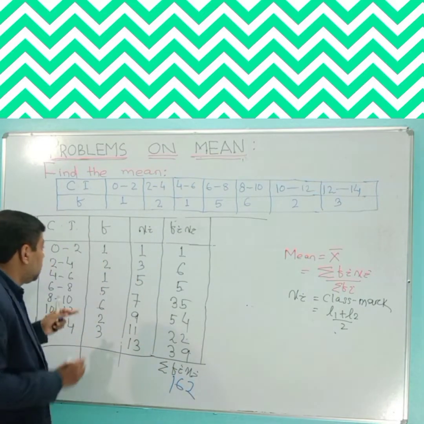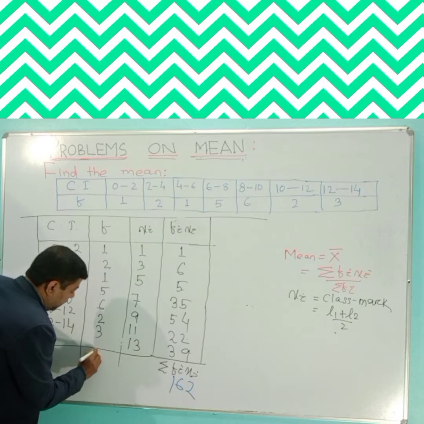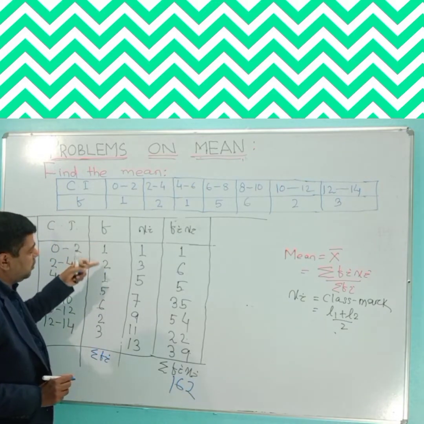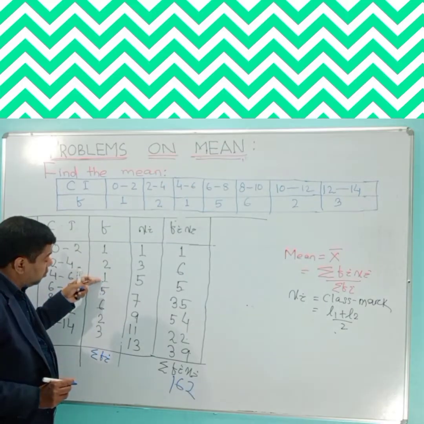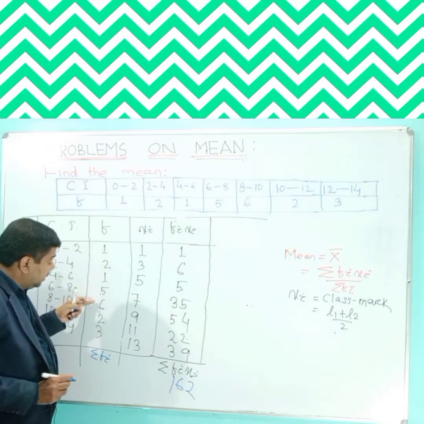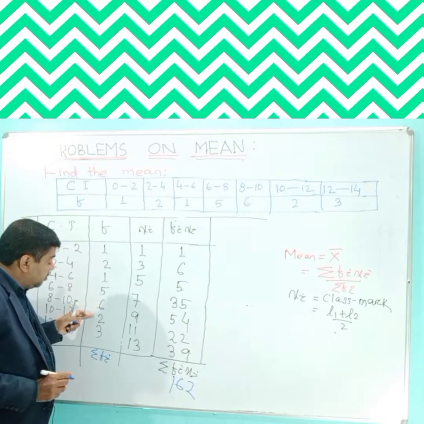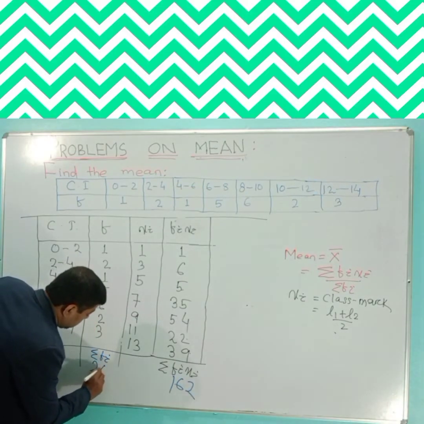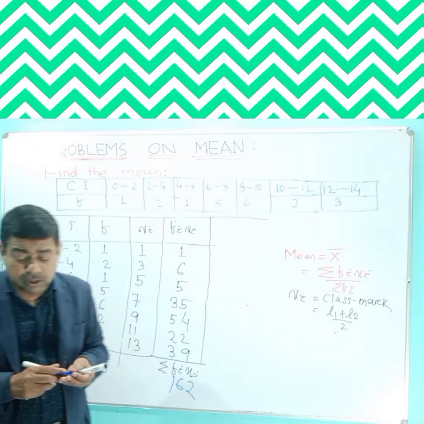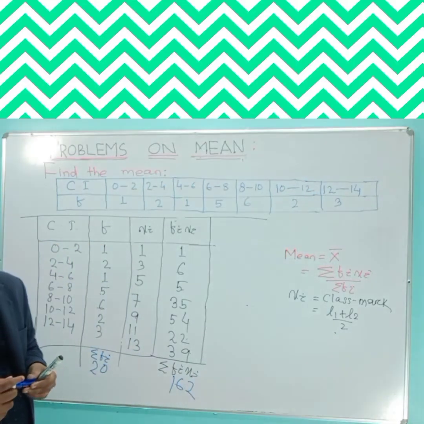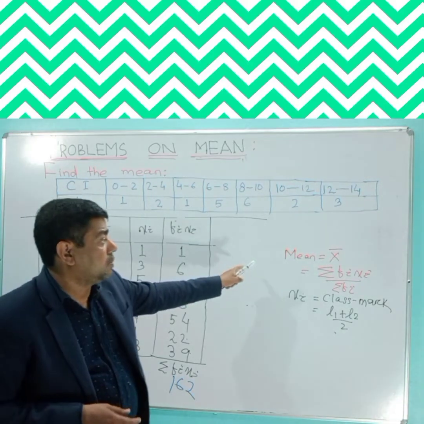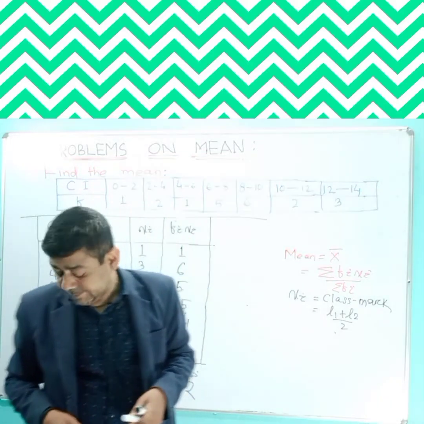Similarly, you add all the frequencies, find out the sum of Fi. 1 plus 2 is 3, plus 1 is 4, 4 plus 5 is 9, 9 plus 6 is 15, 15 plus 2 is 17, 17 plus 3 is 20. Here the summation of Fi is 20. Understand? Okay, is it clear?